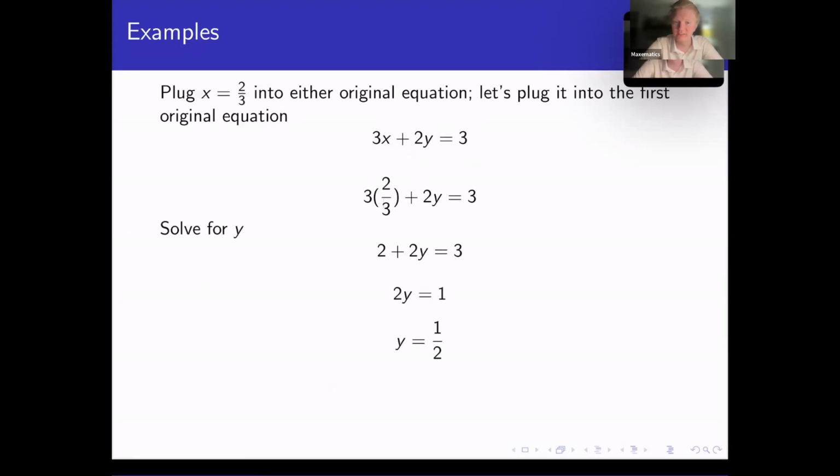Subtract 2 on both sides, divide by 2. Then your answer is 2/3, 1/2. So solving systems of linear equations is quite nice. Either substitute or eliminate the variables.